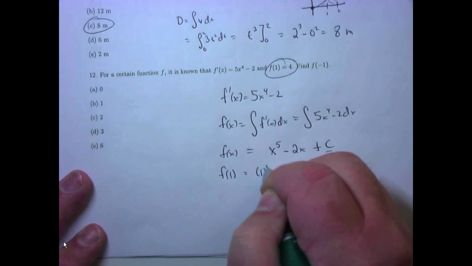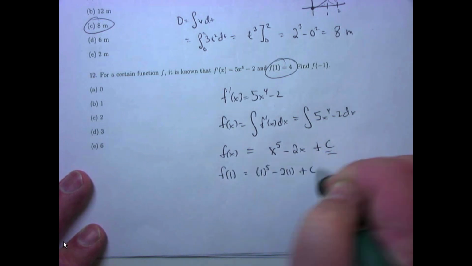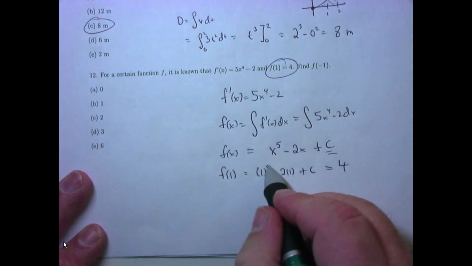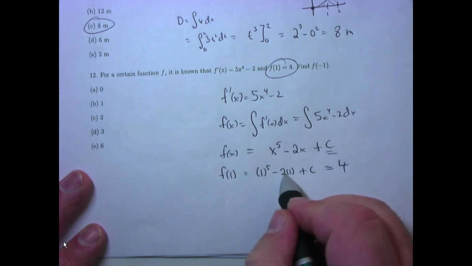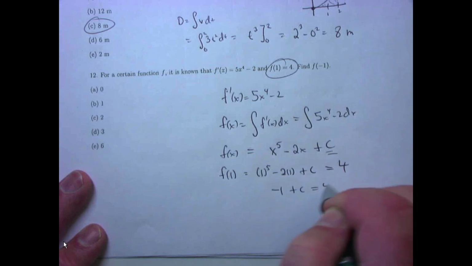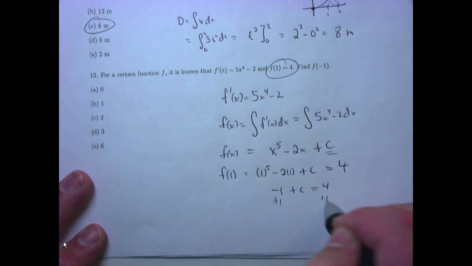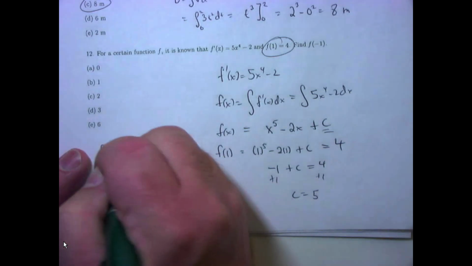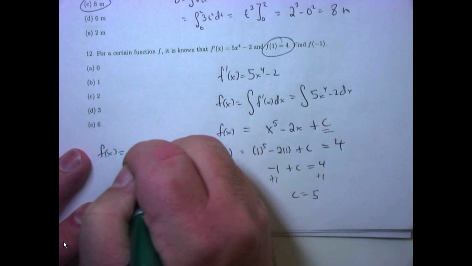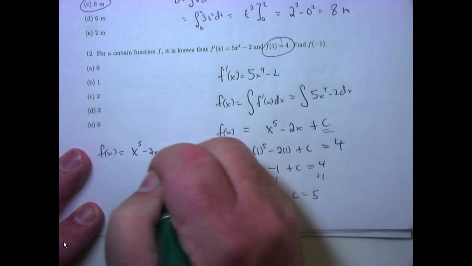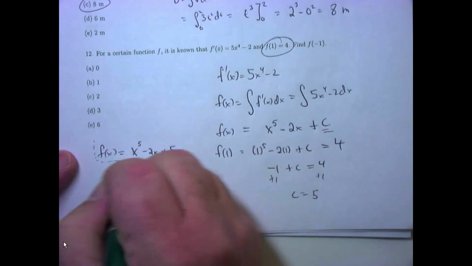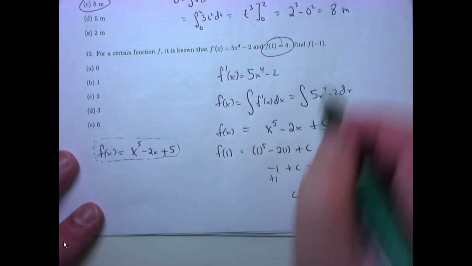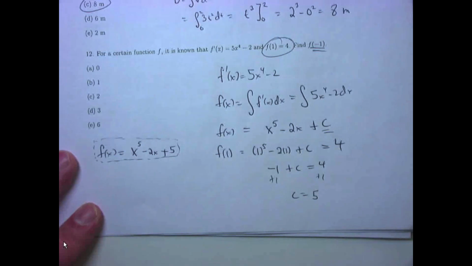F of 1, which would be 1 to the fifth minus 2 times 1 plus c, but f of 1 is equal to 4. 1 to the fifth is 1, 2 times 1 is 2, 1 minus 2 is negative 1, plus c equals 4. Add 1 to both sides. What does that make c equal to? 5. That makes my function f of x actually equal to x to the fifth minus 2x plus 5. That is almost my answer. But one more hurdle to jump through. What's the hurdle? What do they really want me to find in this problem?